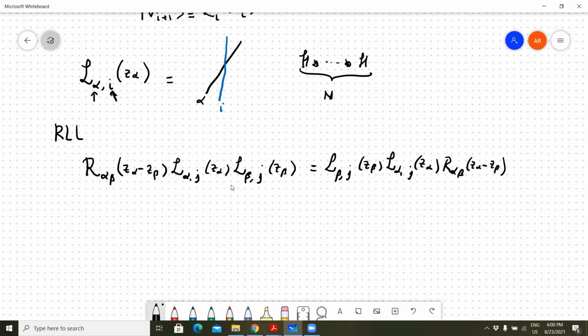This can again be put in a graphical representation. I probably did not draw it very well, but it's similar to Yang-Baxter. But now we have two auxiliary spaces, so I'm putting them in black, and then the physical one in blue. And this is equal to, move this basically.